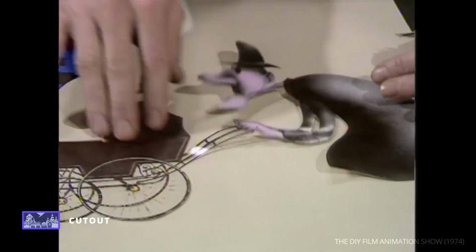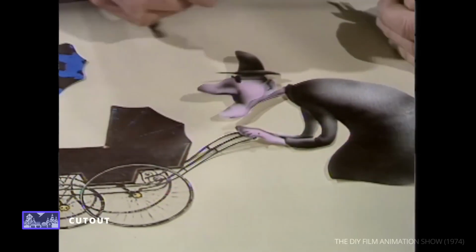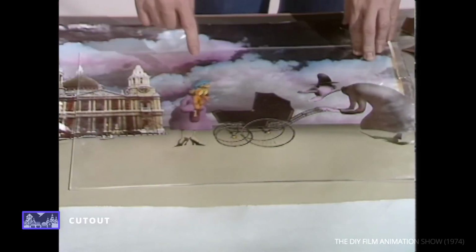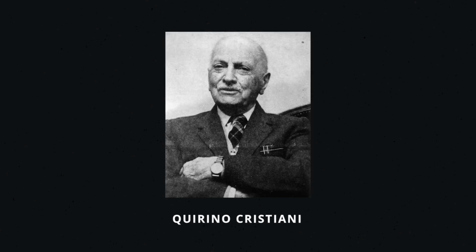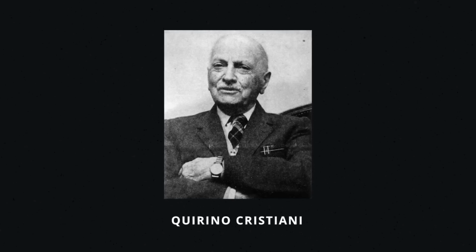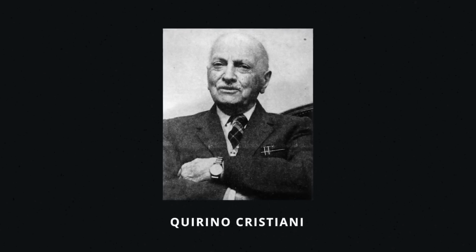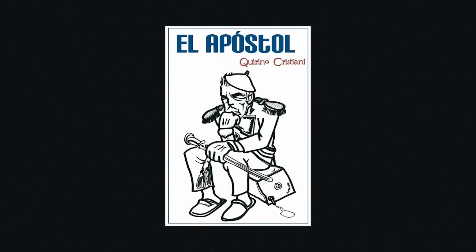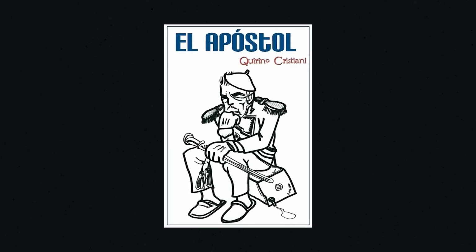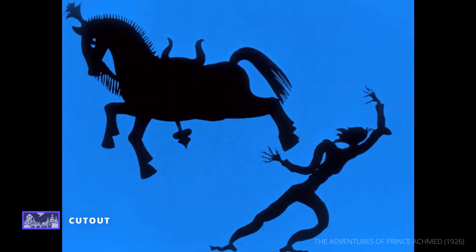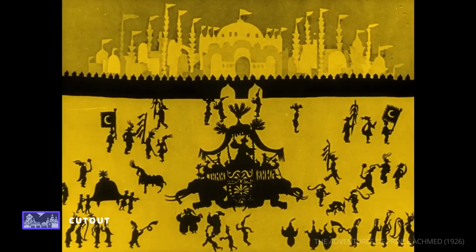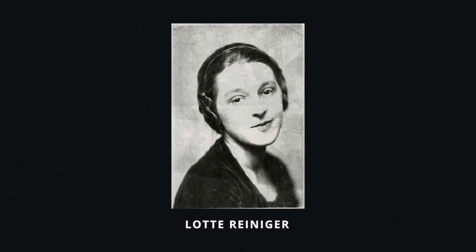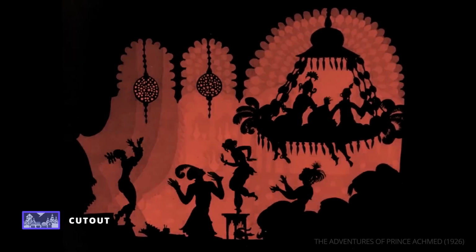Because the subjects in cutout animation are reusable from shot to shot, the technique proved to be cheaper and less time-intensive than traditional animation. Argentinian artist Quirino Cristiani pioneered cutout techniques and made the feature El Apostol in 1917, but the film, unfortunately, was destroyed. But the earliest surviving animated feature also used the cutout style. In 1926, Lotte Reiniger created The Adventures of Prince Ahmed.